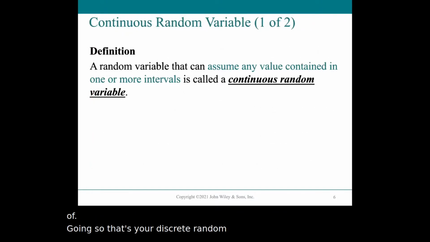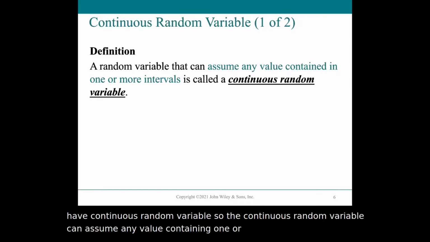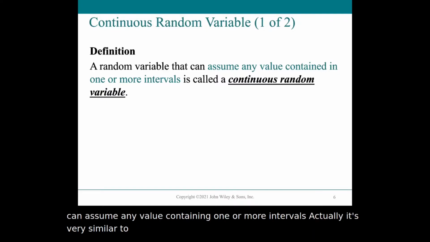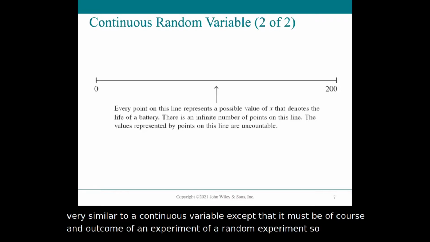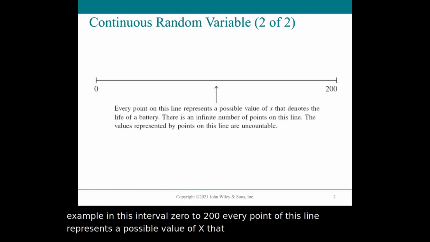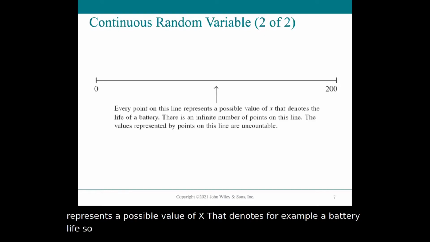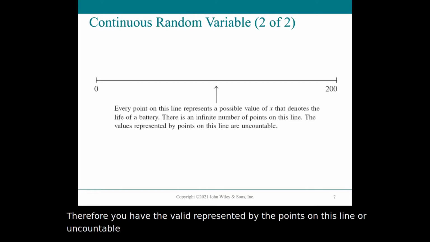In contrast, you have the continuous random variable. The continuous random variable can assume any value contained in one or more intervals. Actually, it's very similar to a continuous variable, except that it must be, of course, an outcome of a random experiment. So, for example, in this interval 0 to 200, every point of this line represents a possible value of x that denotes, for example, a battery life. So there's an infinite number of points, and therefore the values represented by the points on this line are uncountable. But this corresponds to a continuous random variable.